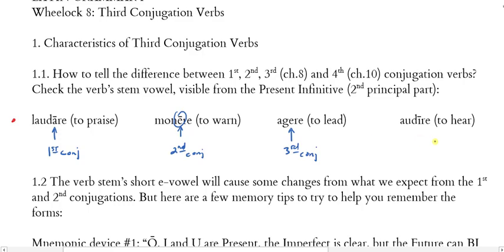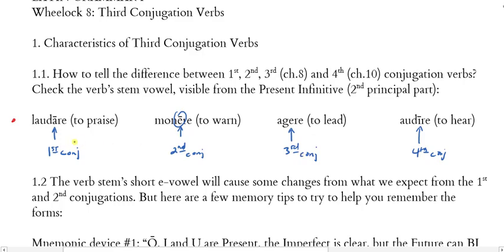verb. And then the last one, audire. Audire. This is to hear. Notice that I have before the re, the vowel I, which is long. It's got the macron. That makes this a fourth conjugation type of verb.